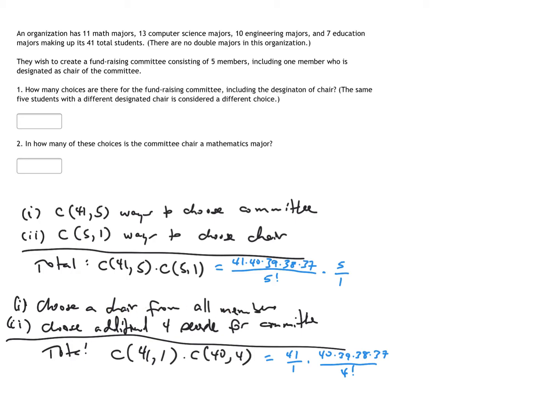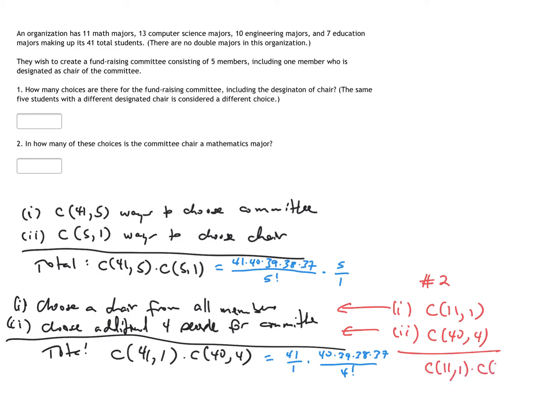So now for problem number 2, if you insist that step 1 is a math major, then the number of ways to do step 1 is, oops, not 12, 11 choose 1, instead of 41 choose 1, because it has to be a math major. And then the second step is the same as before. The other 4 people can be whatever. And so the total number of ways of doing this second algorithm, where we guarantee a math major as chair, would be this.